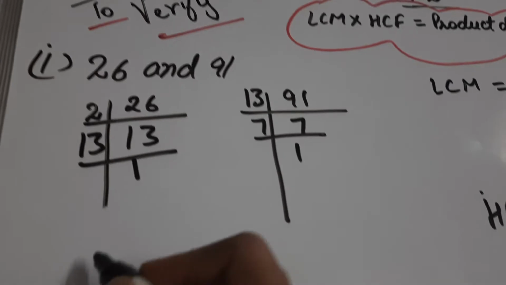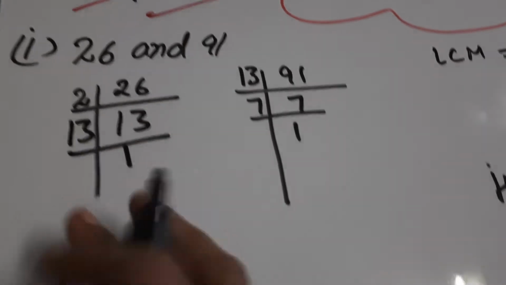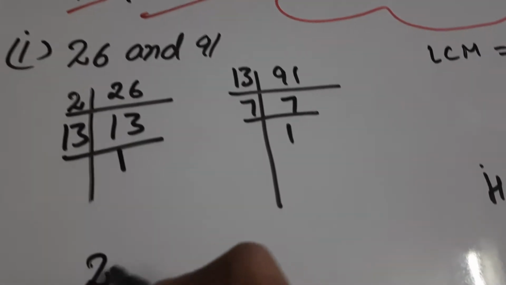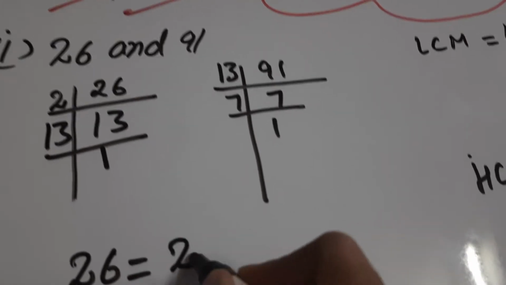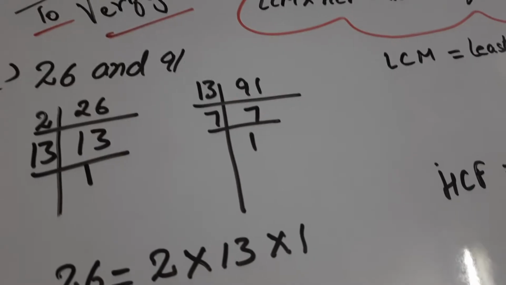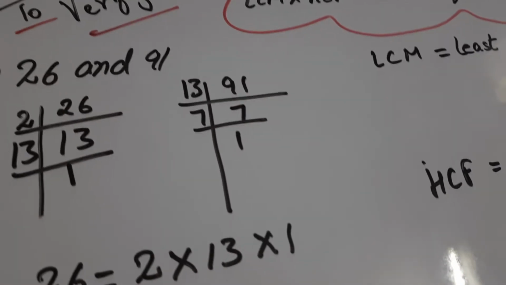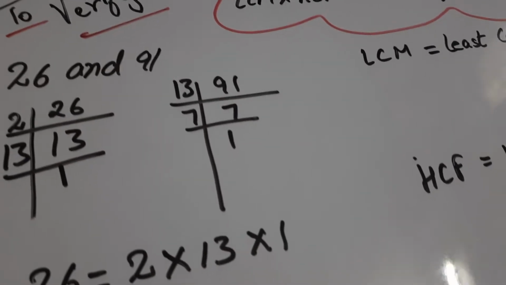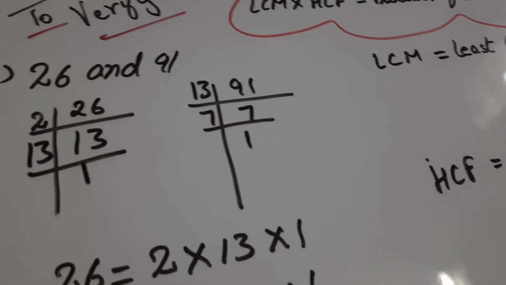So dear students, let us solve for LCM. Let us write down all the factors of the two numbers in front of them like this, and into 1 also, 1 is always there. So in case of 91, 7 into 13 into 1, these are the factors.